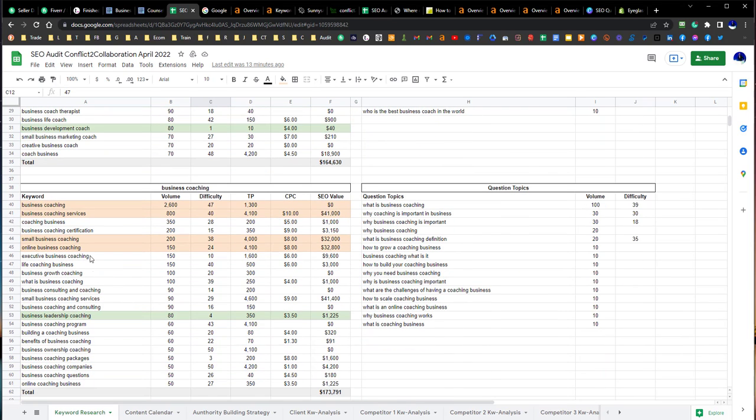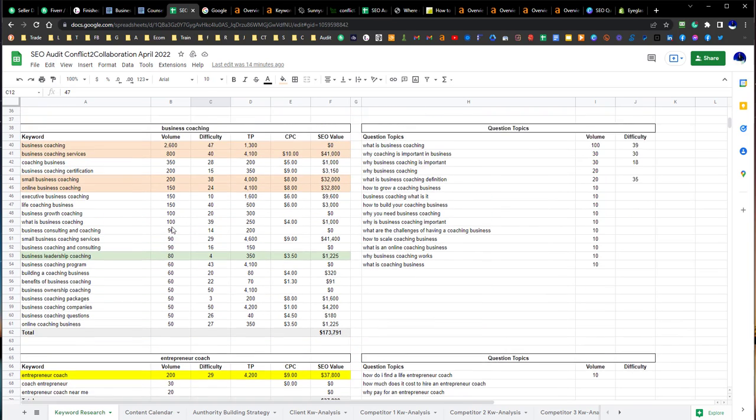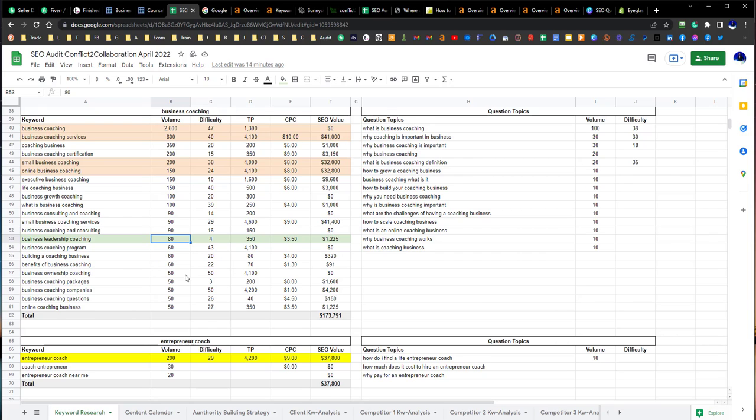So if you look at another term like business coaching, business leadership coaching, right? Obviously, there's a difference in the volume, and that's simple economics: supply and demand. The more demand there is, in this case people searching, the more competitive it's going to be. It's going to take a lot more work. Business leadership coaching has roughly 80 people a month, and it's only a 4 keyword difficulty, so that's a pretty easy keyword.